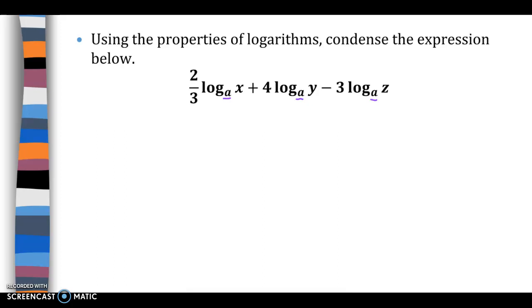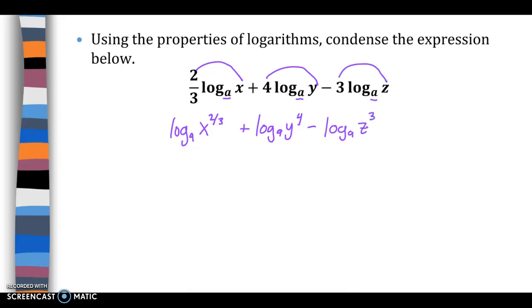So what does the number out in front of the log do? Well, we have a power rule that says that becomes the exponent of what is inside of that log. So for this first piece, we have log base A of x to the 2/3. For the second piece, we have log base A of y to the 4th. You can see this 4 moving here, this 2/3 moving here to that exponent. Then we have minus log base A of z cubed.